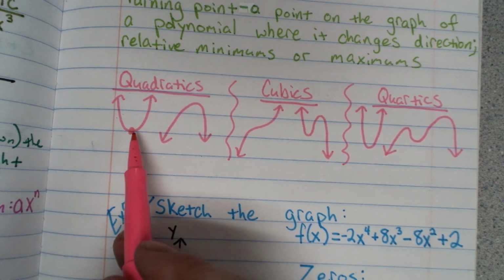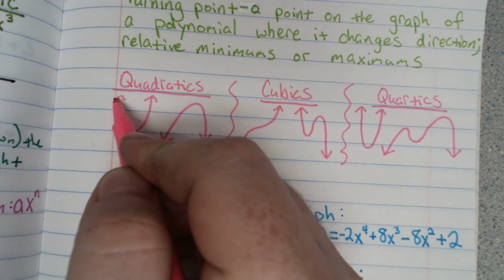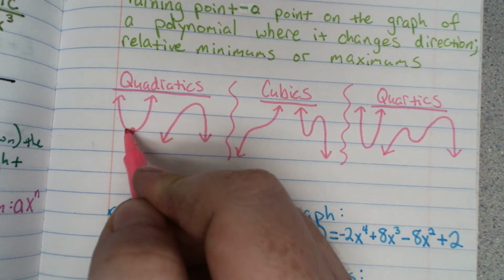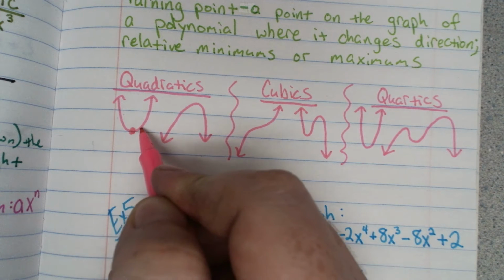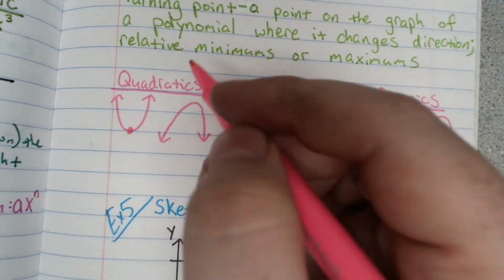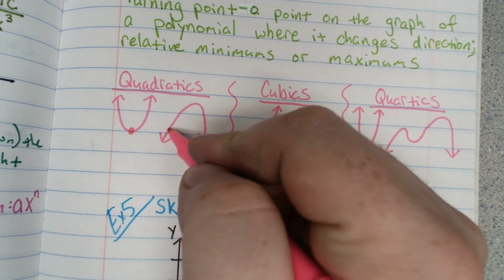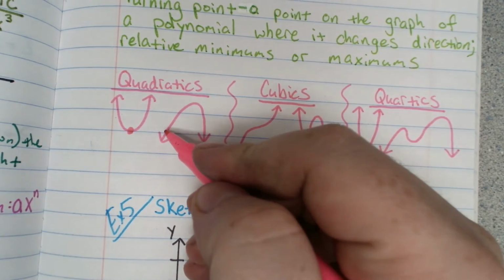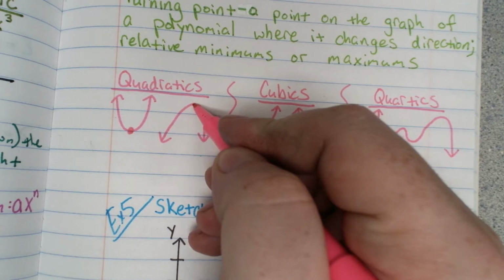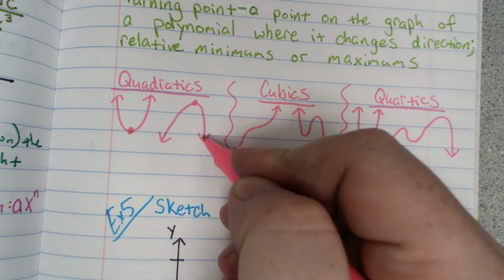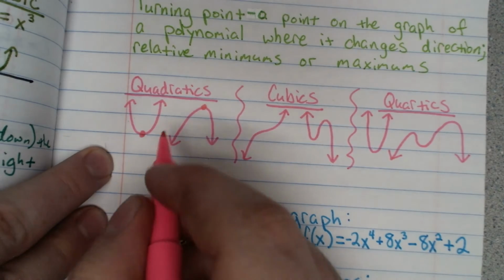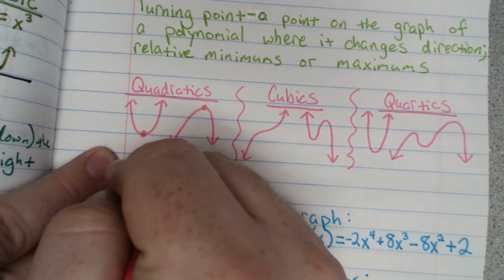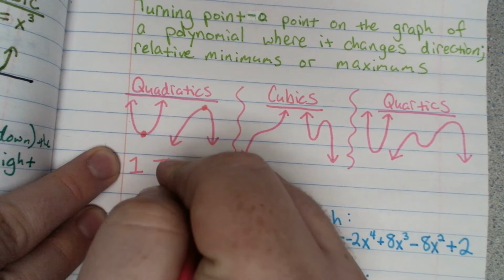So we could have a minimum right here. That is a turning point on a quadratic because we are going down. And then at this point, at that minimum, we begin to start to come back up. And then on the other hand, we could reflect it, and it could be going up until it gets to this maximum and then start coming down. So all quadratics have exactly one turning point.